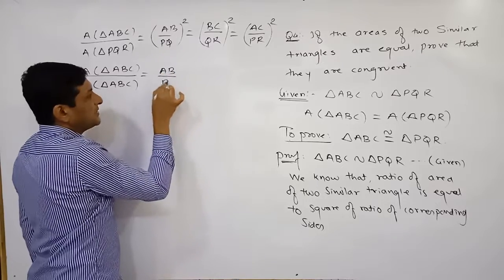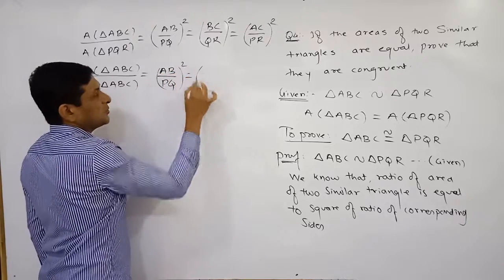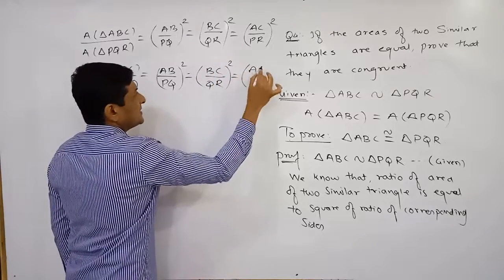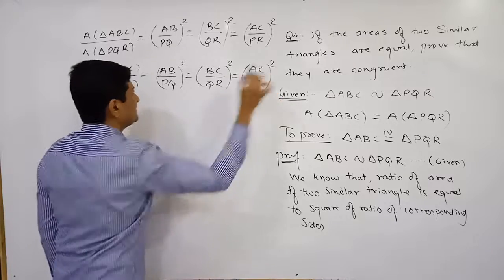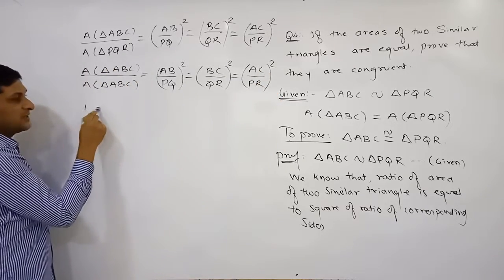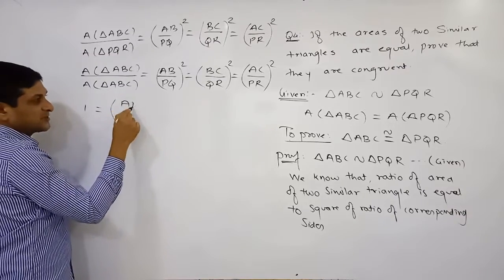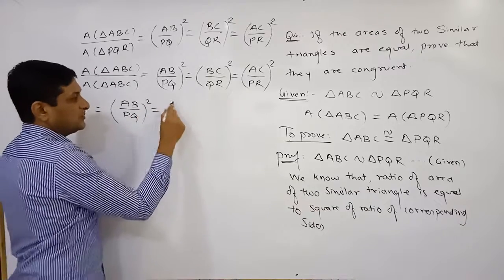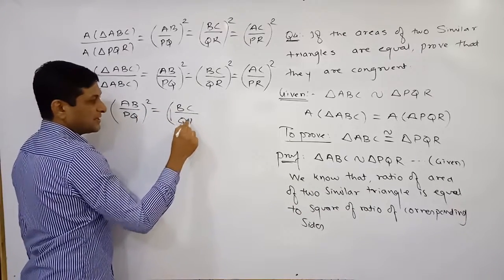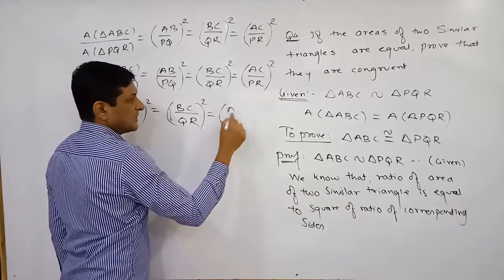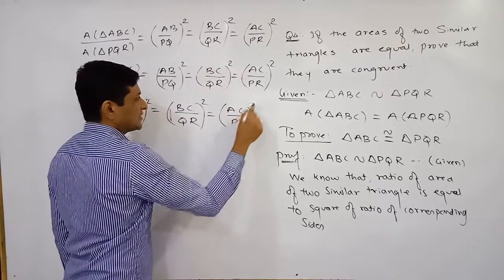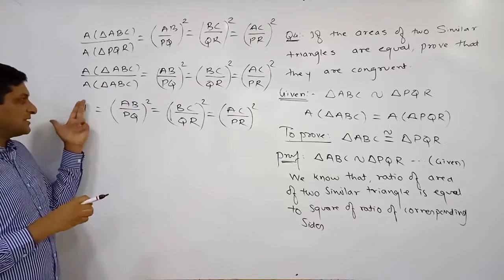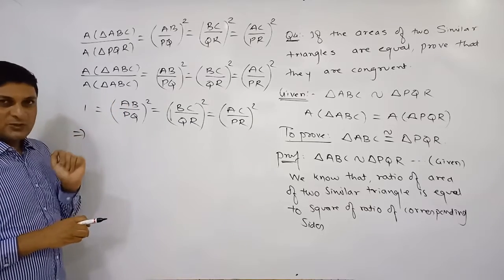AB upon PQ square is equal to BC upon QR square is equal to AC upon PR square. Now these two terms will get cancelled, and on this side we will get 1. Keep the remaining terms as it is: AB upon PQ whole bracket square is equal to BC upon QR whole bracket square is equal to AC upon PR whole bracket square. If we simplify it, considering that these two values are equal, what result will we get?